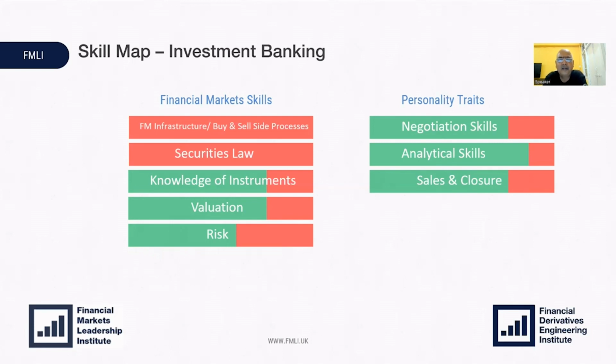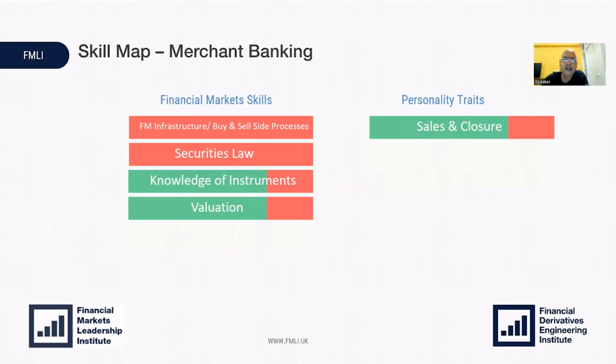Okay. Tomorrow we'll cover equity research and we'll also cover derivatives. Then in investment banking, a lot of negotiation skills are needed and sales and closure skills are needed because investment banking is all about equity sales, okay, and deal making. So these skills are needed.